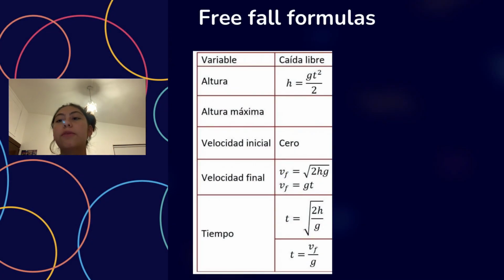Here we have the formulas to calculate the different factors of freefall. For example, height, the final velocity, and the time. We have different formulas for the time depending on what other things that you have. For example, if they give you the final velocity, you do it with the second formula, and if you do it with the height, you do it with the first formula. And in free fall, the initial velocity is always gonna be 0, and we don't have maximum height in free fall.